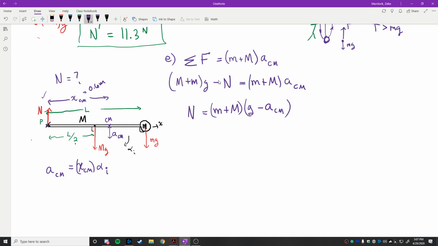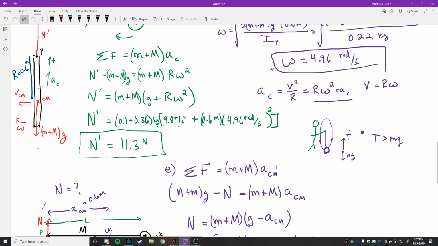Did I make a mistake? That force equals this plus m minus M. Okay, maybe not. If you do have a question, please keep asking. Now, we just need to plug in the information we have. So m plus M is 0.46. g is 9.8 meters per second squared. Minus a_cm, which is x_cm, 0.6 meters, multiplied by alpha initial.